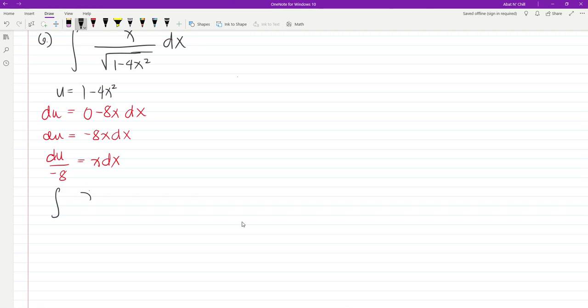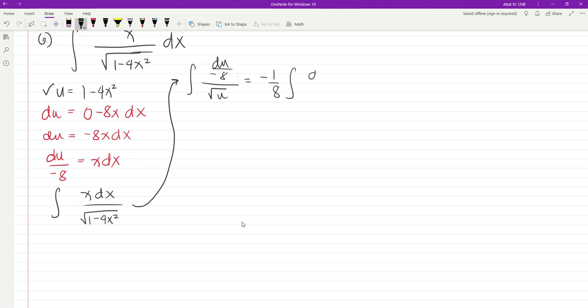So we have x dx on our numerator. Let me just rewrite 1 minus 4x squared here. So this will be equal to the integral of x dx, which is du all over negative 8, all over the square root of 1 minus 4x squared, of which that is our u. So I can factor out the negative 1 all over 8 outside of the integral sign. And then we have du all over square root of u.